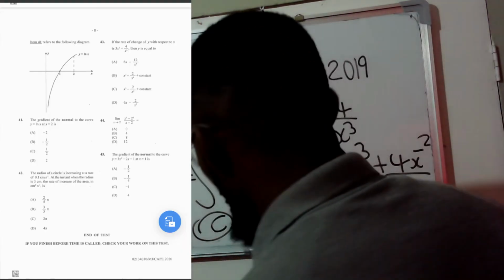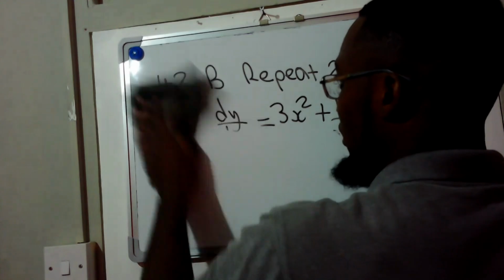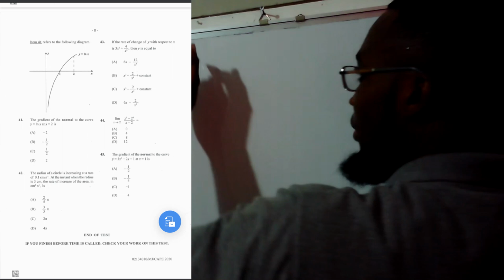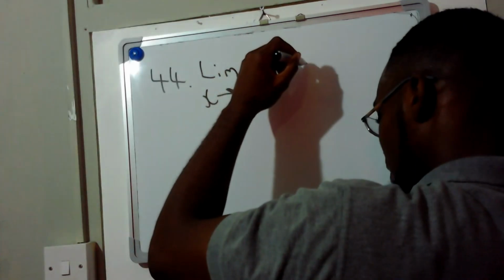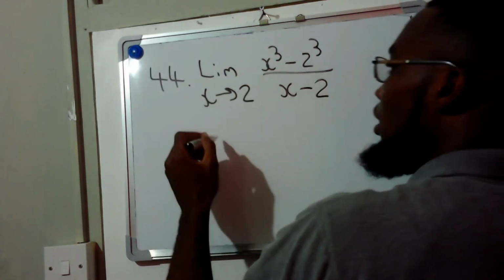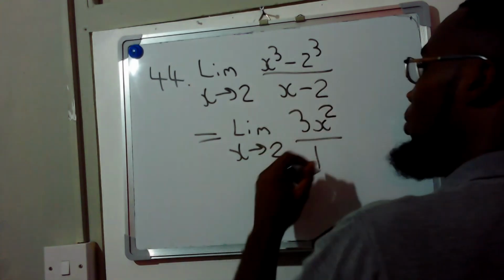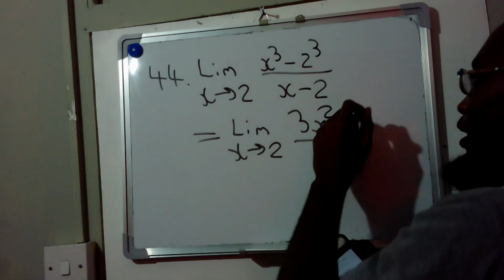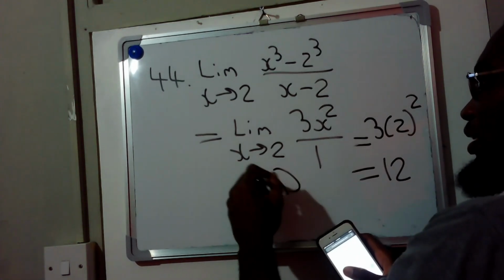Number 44 is a big repeat. I don't remember it, so let's work it out. The limit as x approaches 2 of x cubed minus 2 cubed over x minus 2. You can differentiate the numerator and denominator to get the limit as x approaches 2 of 3x squared over 1. Differentiate x cubed, I get 3x squared. Plug in the 2: 3 times 2 squared is 4 times 3, which is 12. That's option B.